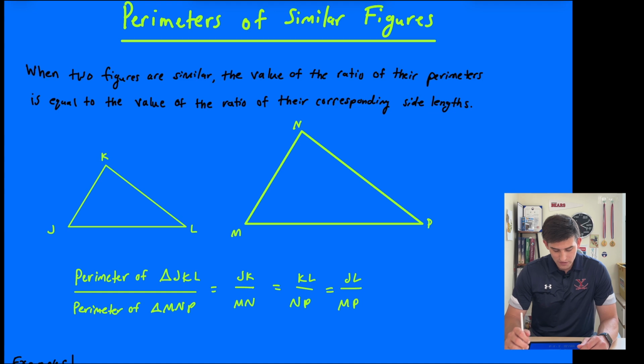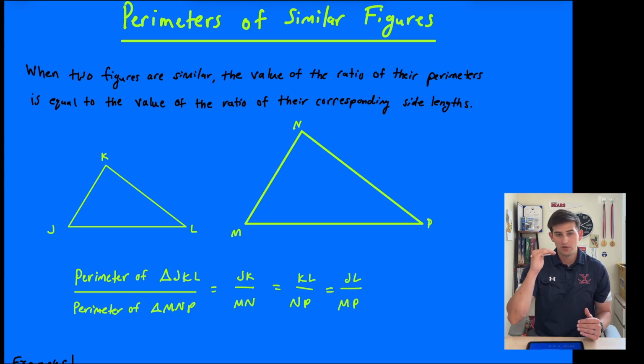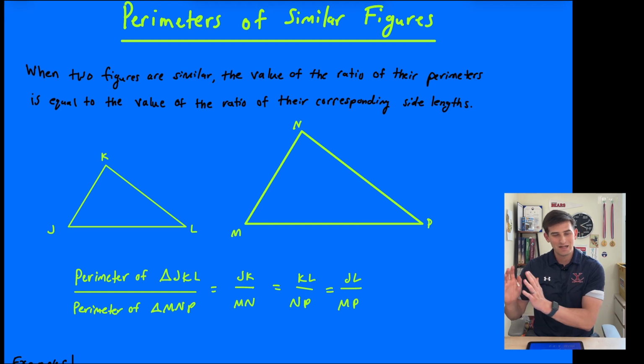So it says when two figures are similar, the value of the ratio of their perimeters is equal to the value of the ratio of their corresponding side lengths. So essentially here, the perimeter of one shape over the perimeter of the other is just going to fall in line with those other ratios of the corresponding side lengths.